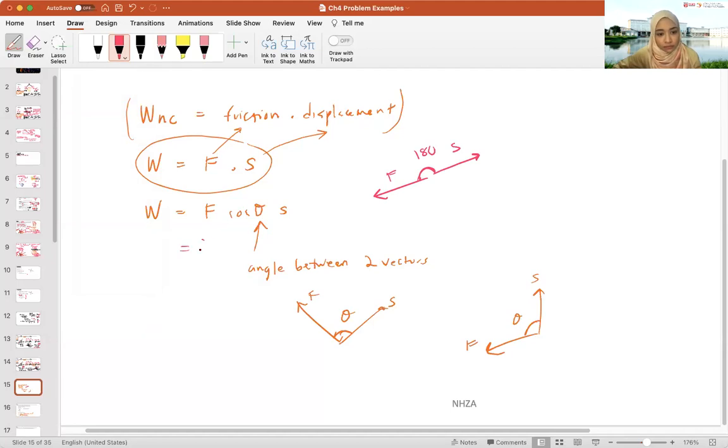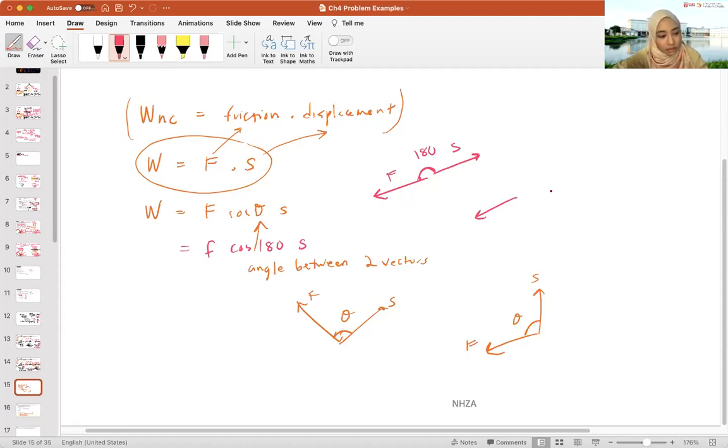So this becomes friction force ataupun small f. Let's just make it a small f. Cosine. What is the angle between them? 180. What is the displacement? S. So this is where the cosine 180 comes from. If your friction is not parallel to your displacement, let's say your friction is this way, which is impossible lah sebenarnya. Friction is always parallel to displacement.